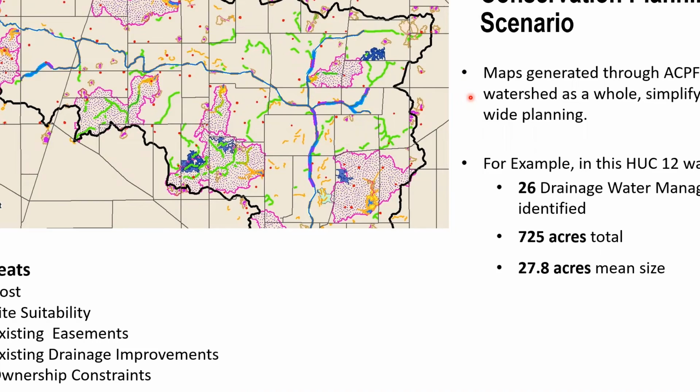Some watersheds in the Auglaize River watershed, for example, are much flatter, and as a result, there are many more fields that are suitable for drainage water management. More slope cuts down on the amount of area that's identified as suitable for water control structures. But nonetheless, even in this slightly more relief watershed, the tool identified 26 sites for a total of 725 acres, each of them being approximately 28 acres in size.